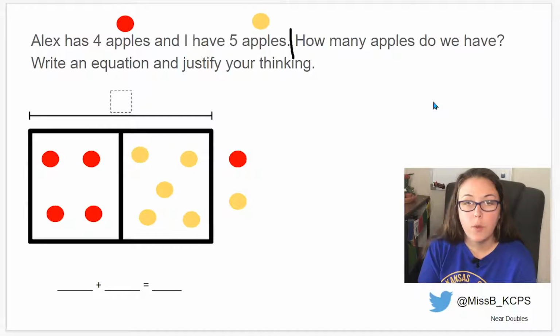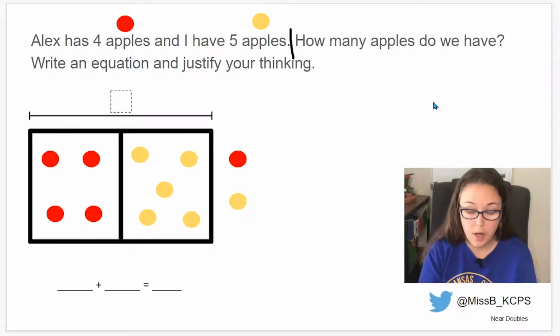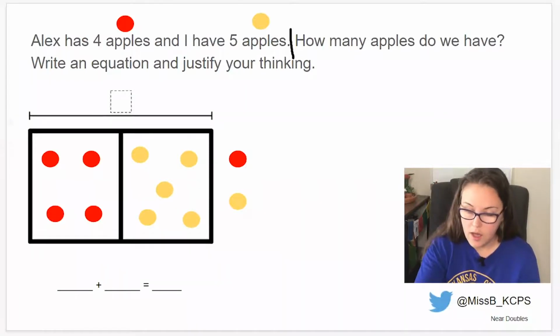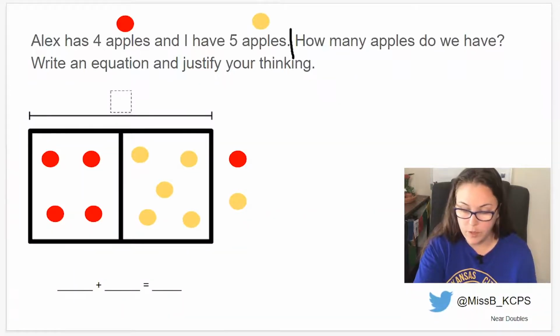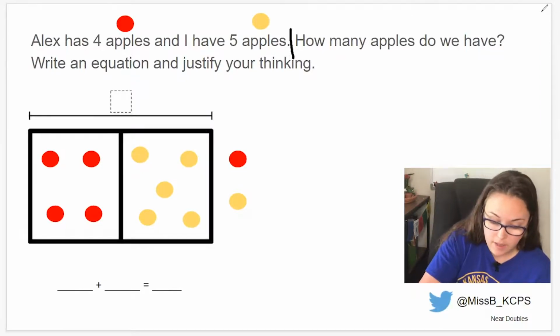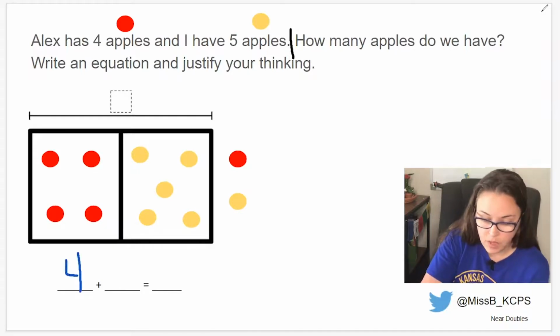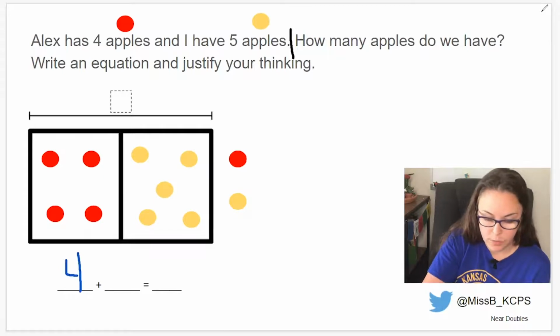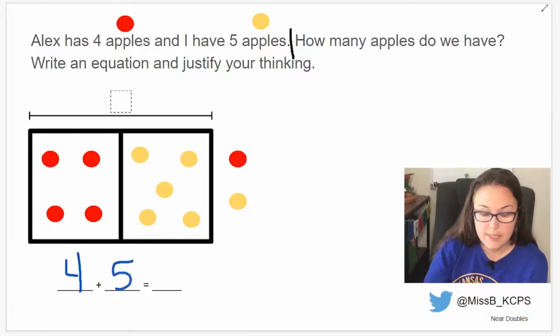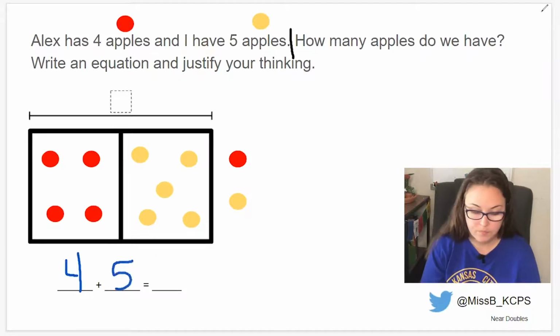Now I need to write an equation that goes with my model. As I'm doing that, I'm going to change my marker color. And I'm going to write down below my equation. So the first number in the equation, the first addend, is going to be 4 because that's how many apples Alex has. The second number in the equation, the one that follows the plus sign, is going to be 5 because that's how many apples I have.